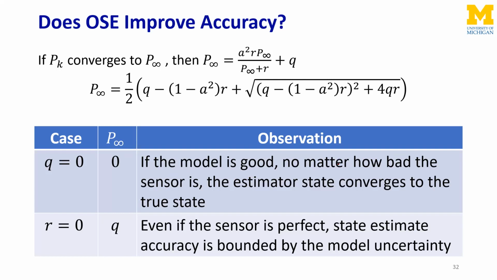by the model uncertainty, which is saying that no matter how much you spend on your sensor, if you use the estimator, your state estimate is not going to be any better than what the model is predicting. Okay, so that means that you really should be investing a lot in having a good model, and you can get away with a cheaper sensor.